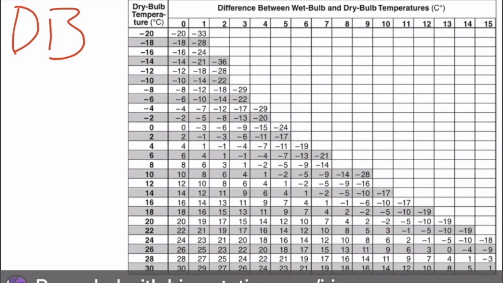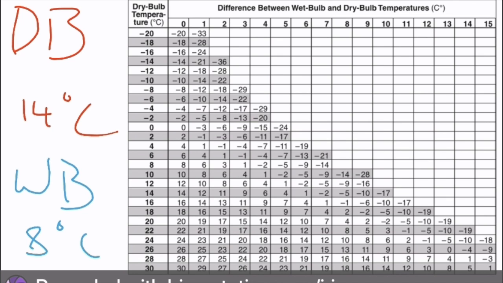Let's make a scenario up here. Let's say you go outside with your sling psychrometer and you measure the dry bulb temperature, or dB in this case, to be 14 degrees Celsius. Then you measure the wet bulb temperature to be 8 degrees Celsius. The wet bulb should always be colder than the dry bulb.